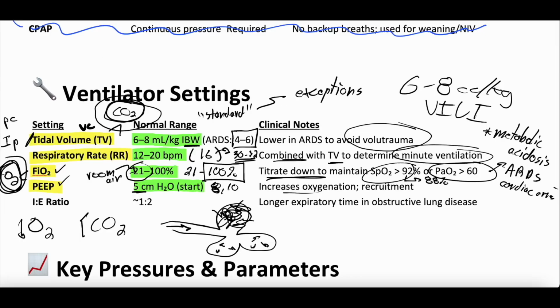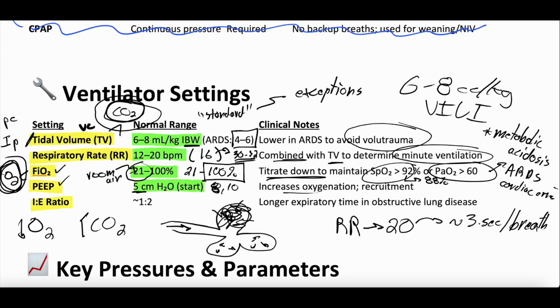And then I to E ratio is on here. This is a little bit of a more advanced topic. So this is the inspiratory to expiratory time. And the thing to remember here is when we're setting the ventilator, we set a respiratory rate. And that respiratory rate is how many breaths the ventilator is going to mandate within 1 minute or 60 seconds. So if I set a respiratory rate of 20, that's 20 breaths over 60 seconds, which means the ventilator has about 3 seconds to give each breath. And it doesn't work out perfect that way.